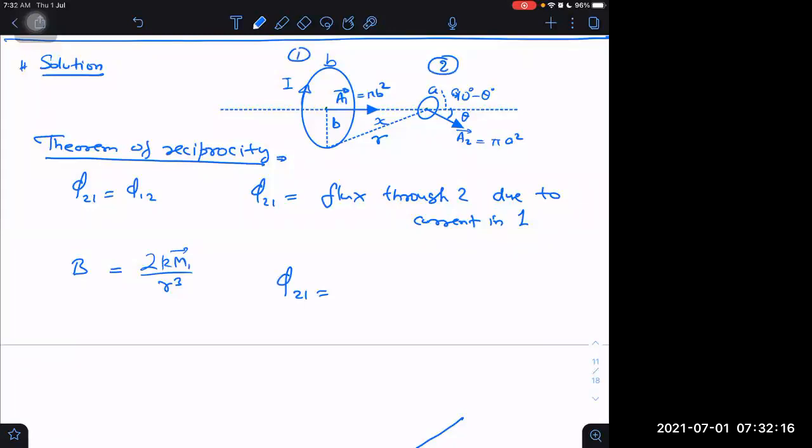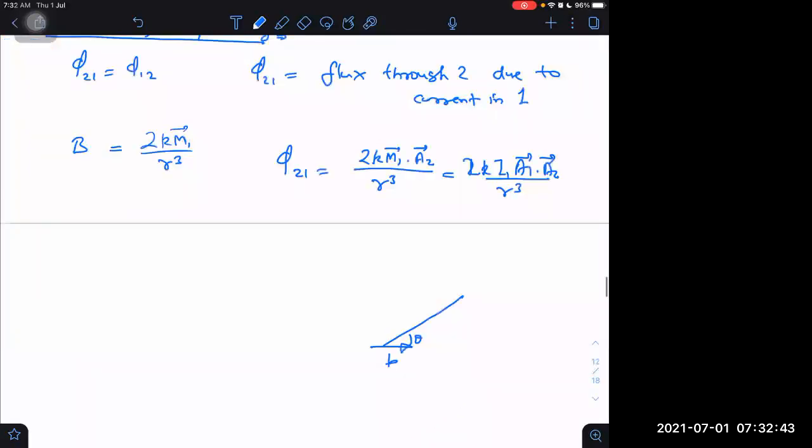this is the magnetic moment of 1, into pi a square, into pi a square cos theta, dot product, right? I will write 2k m1 dot a2 divided by r cube, which I can write as 2k I1 into a1 dot a2 upon r cube. What is that finally? Phi 21 is equal to 2k into a1 dot a2 divided by r cube upon I1, and that is the mutual inductance.